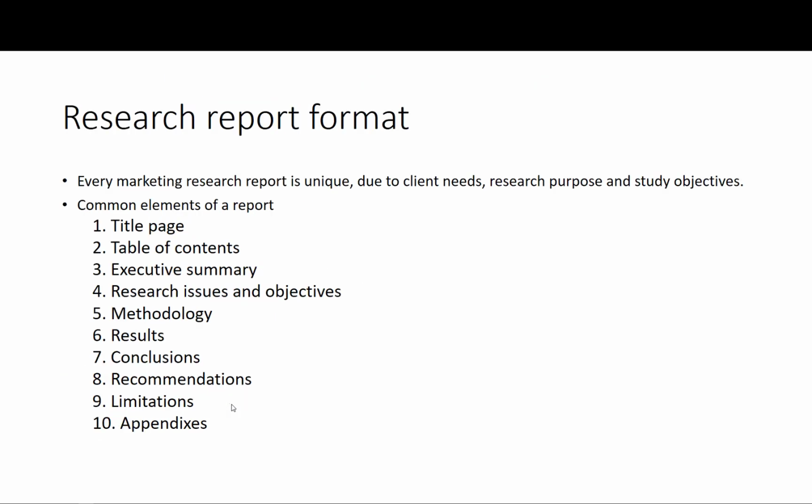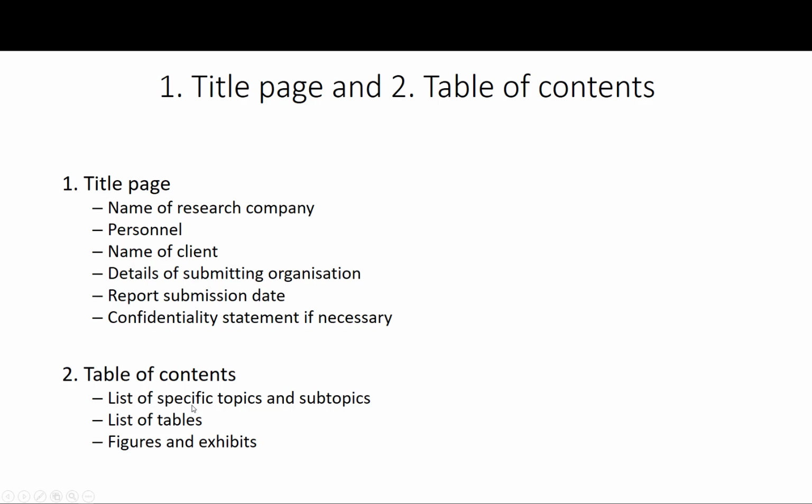So while the overall topics should appear as shown here, except that you do not list the title page and table of contents in a table of contents, the subheadings of, for instance, if you're going to cover your qualitative results in the methodology, that should be included in the sub-topics list in your table of contents. A list of tables and a list of figures and exhibits should also be provided.